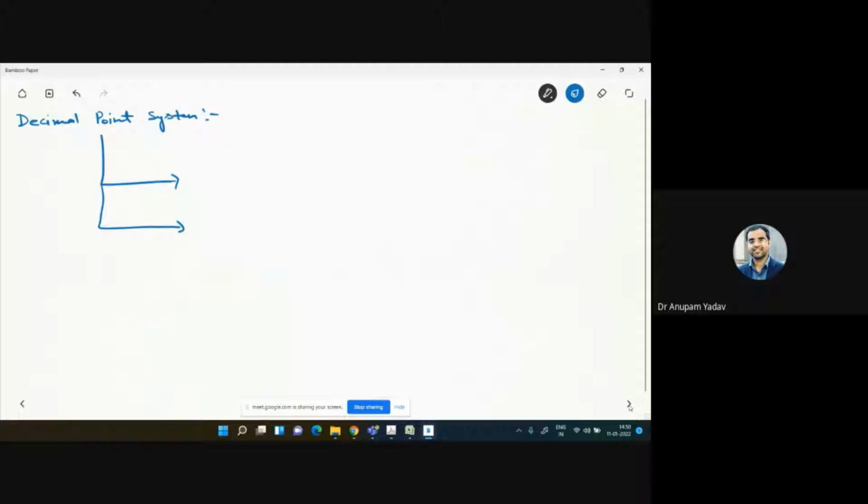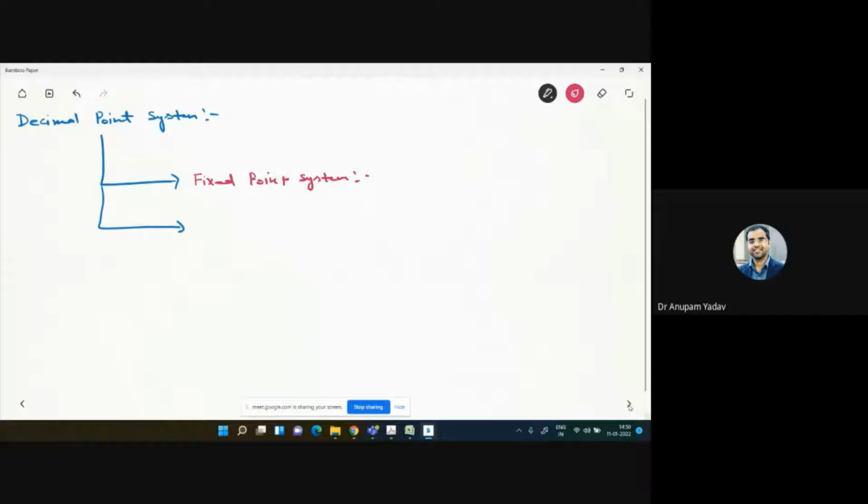The first one is the fixed point system. इस पे थोड़ा ध्यान दीजिएगा. This is important to understand. Fixed point system. What is the fixed point system?